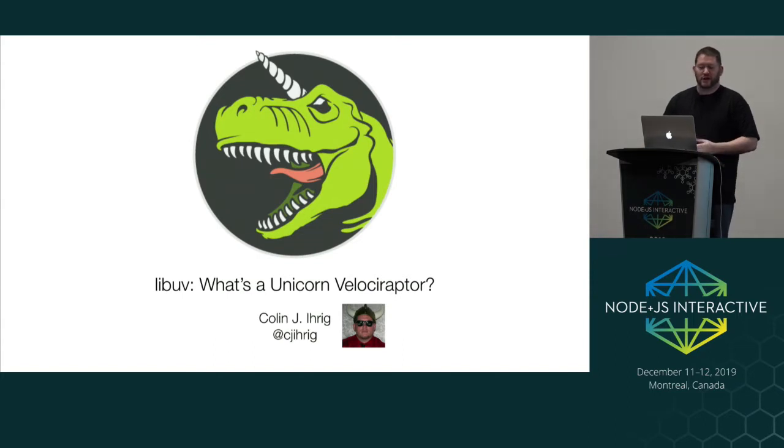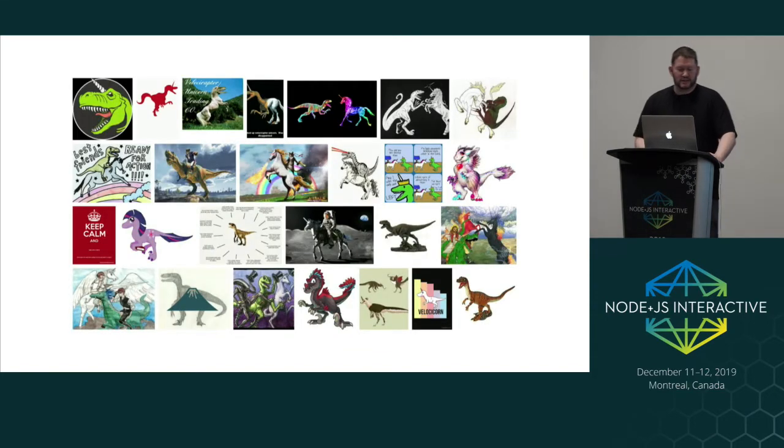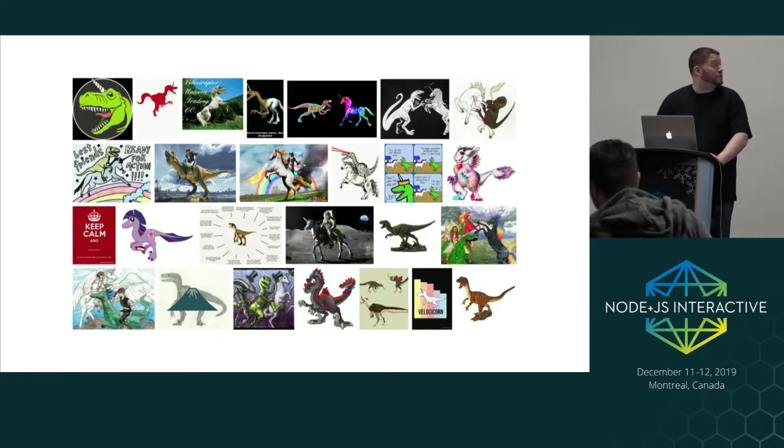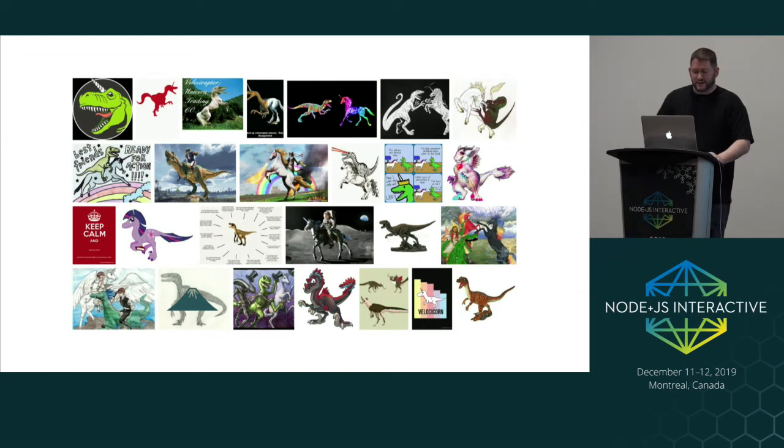So the title of my talk is libuv, What's a Unicorn Velociraptor? If you were to enter that into Google, you would see some results similar to this. The picture in the top left is the actual libuv logo, and then things just kind of go off the rails from there a little bit. We have a dinosaur riding a unicorn. For some reason, a Chicago Bears football player is on a dinosaur.